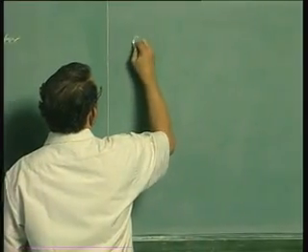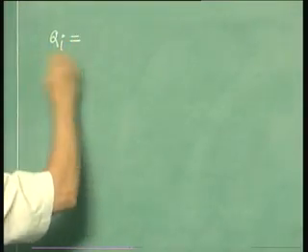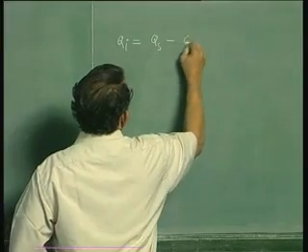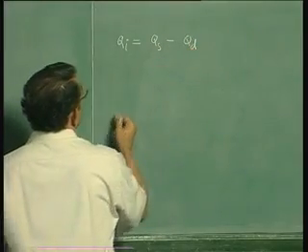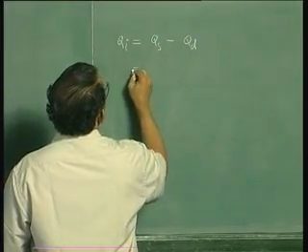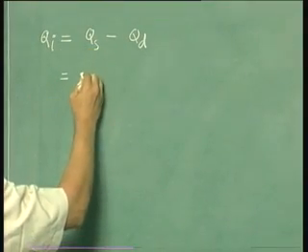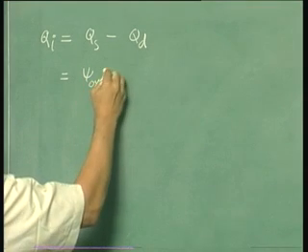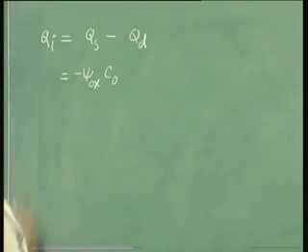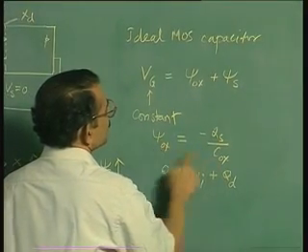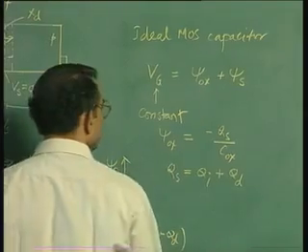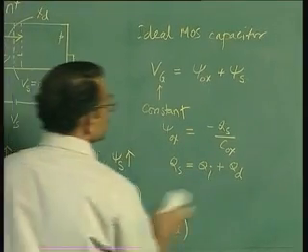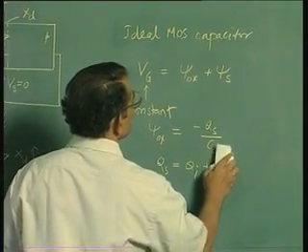You write Qi is equal to Qs minus Qd, where Qs is psi ox into C naught with a negative sign. Okay, this follows from this formula. Qs is psi ox into C naught. We have been using the symbol C naught instead of Cox.